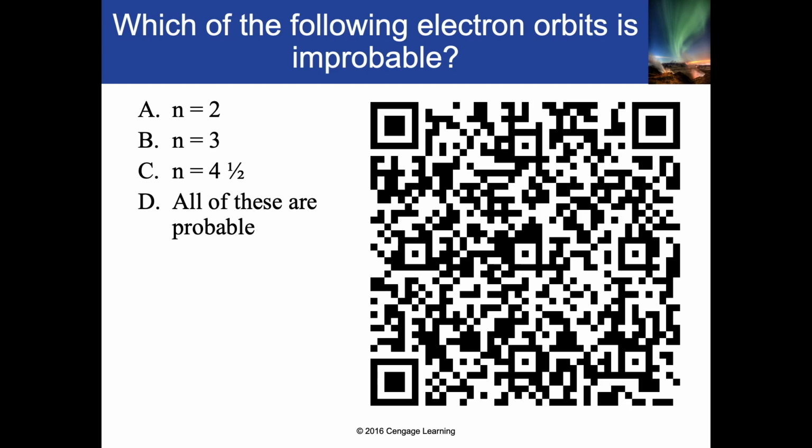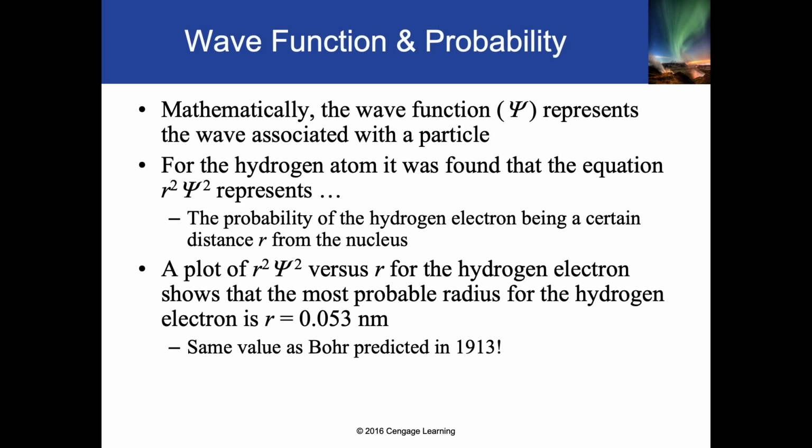So, wave function probability. Mathematically, the wave function represents the wave associated with the particle, which I said a second ago, right? So for the hydrogen atom, it was found that the equation, R squared psi squared, represents the probability of a hydrogen electron being a certain distance away from the nucleus, right? So this can represent a distance from the nucleus. A plot of R squared psi squared versus r, the radius, for a hydrogen electron shows that the most probable radius from the hydrogen nucleus is 0.053 nanometers, right?